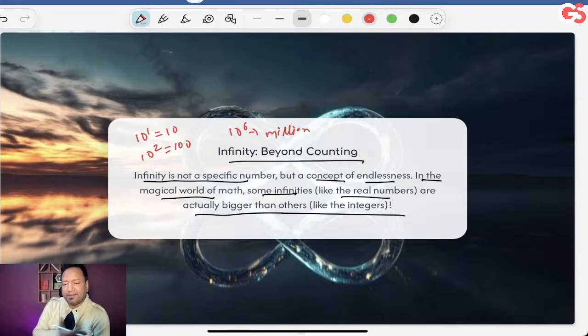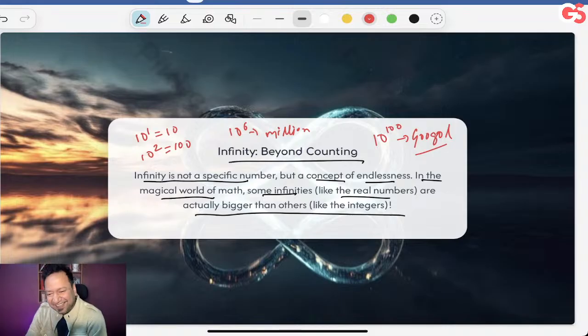Infinity is something which we don't know where it is. And that number is 10 to the power 100, 1 followed by 100 zeros. You know what it's called? It's called Googol. So the name Google of the company is derived from Googol.